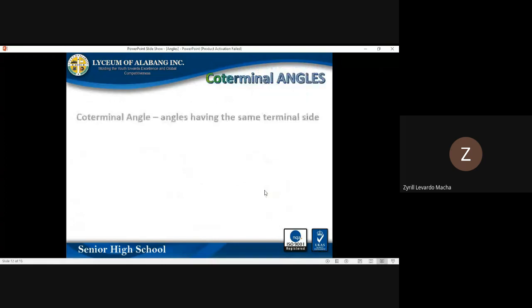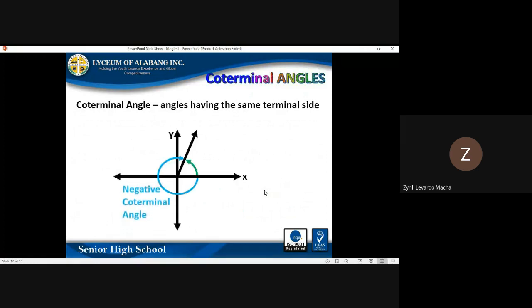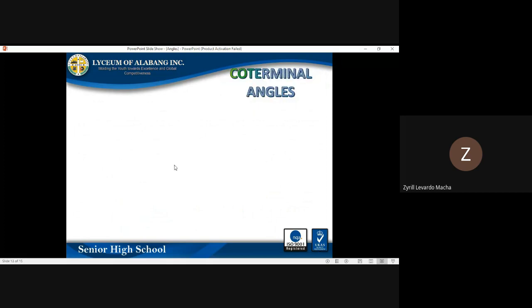So coterminal angles. These are angles having the same terminal side. So, kapag negative coterminal angle, again, it is clockwise. Kapag naman po counterclockwise, it is positive coterminal angles.